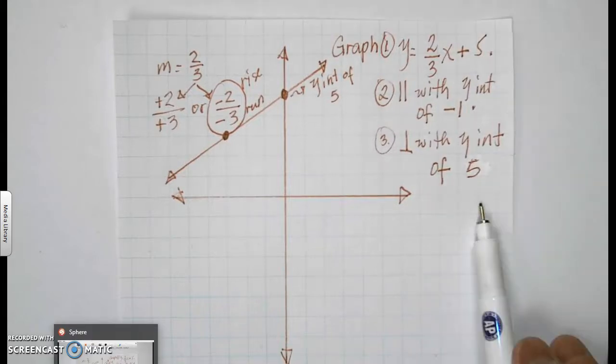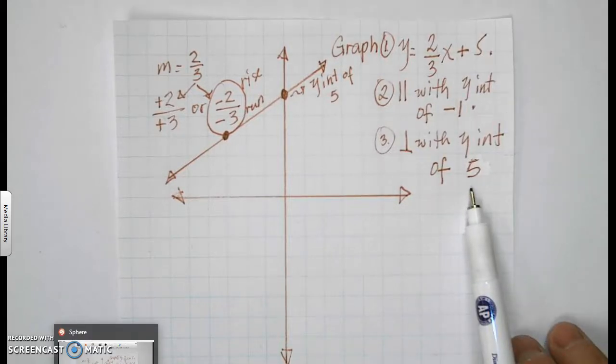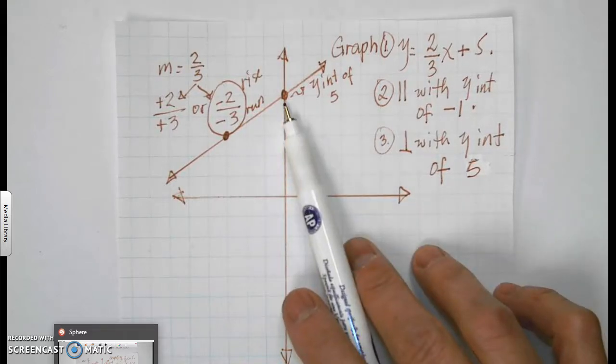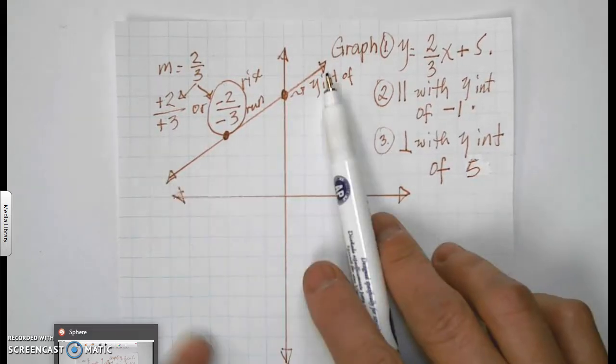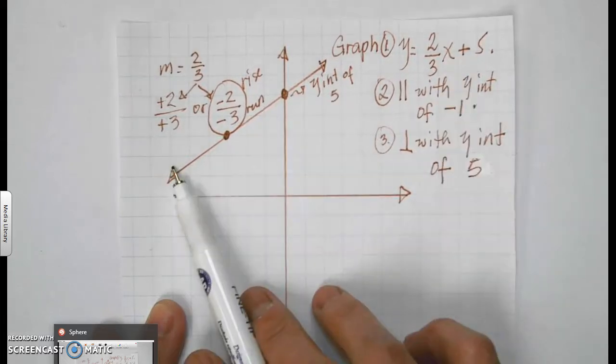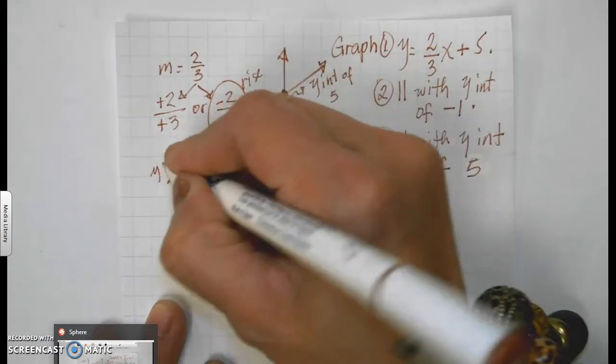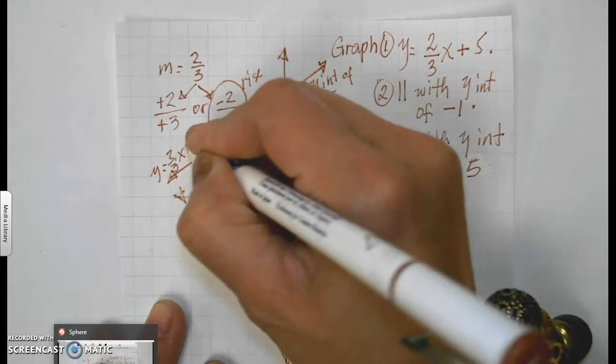Please take note of the change that I made. I want this to be perpendicular with y-intercept of 5. So the same y-intercept as your original line. So this is your original line. I want you to label the line by putting this on the line. So you're going to have y equals 2 over 3x plus 5.